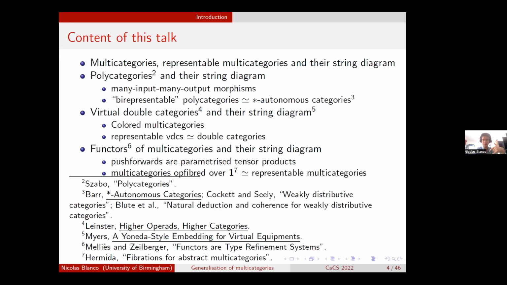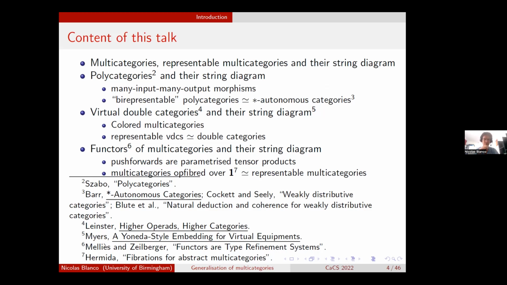And then I will talk about functors of multi-categories. My vision and idea of functors is inspired by some work by Paul-André Melliès and Noam Zeilberger, where they think of functors as type refinement systems. I won't go into the details of that, but it's kind of in the background of how I think about these things. In particular, you have a notion of pushforward that lets you define a opfibration of multi-categories. And pushforward can be thought of as a parameterized notion of tensor product. In particular, multi-categories that are opfibered over the terminal one will correspond to representable multi-categories, which is a result by Claudio Hermida.